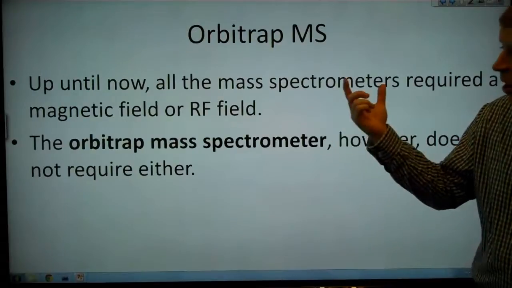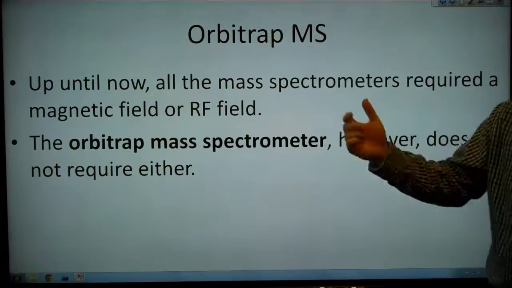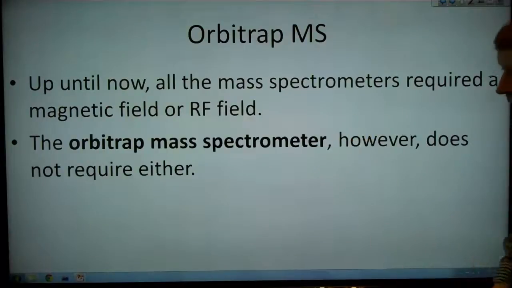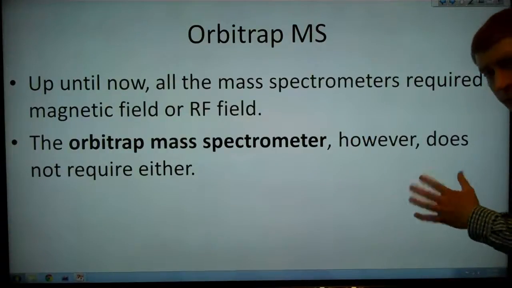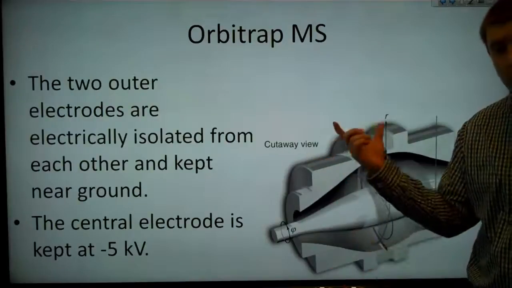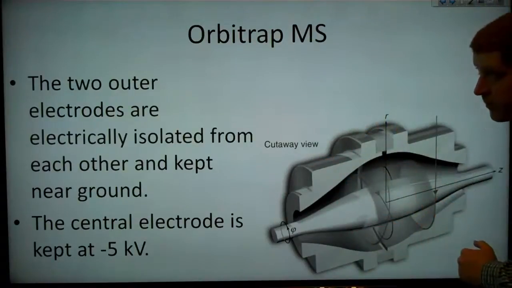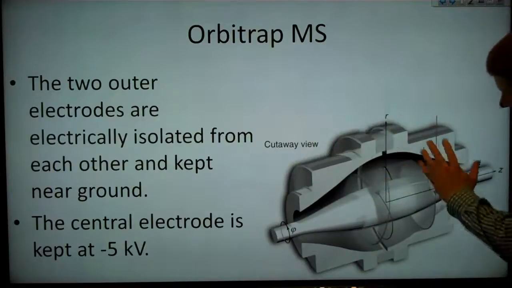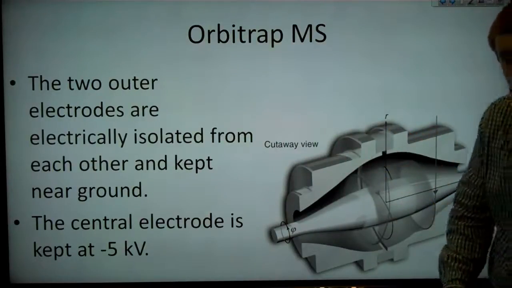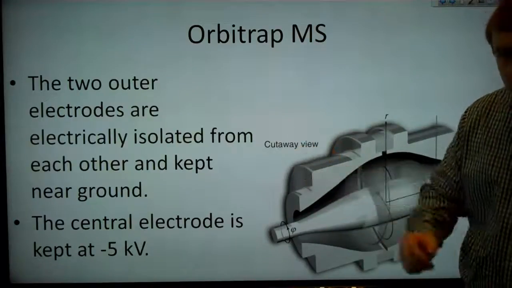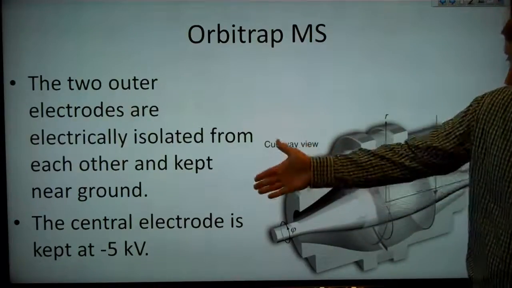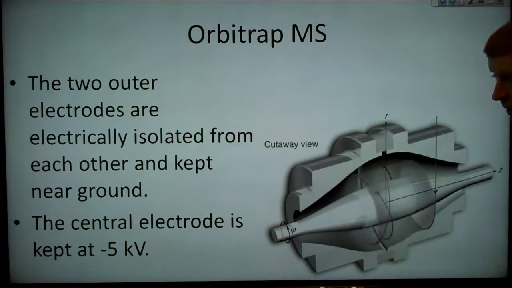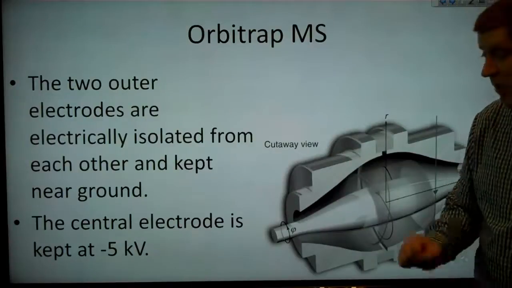So up until now, all the mass spectrometers required a magnetic field or an RF field. But the Orbitrap mass spectrometer does not require either of these. So we have a diagram of the Orbitrap mass spectrometer here, and our two outer electrodes, which are here and there. We've got two halves that are isolated electrically from one another, and they're kept near the ground. And the central electrode, which is this electrode in the center there, is kept at minus 5,000 volts.